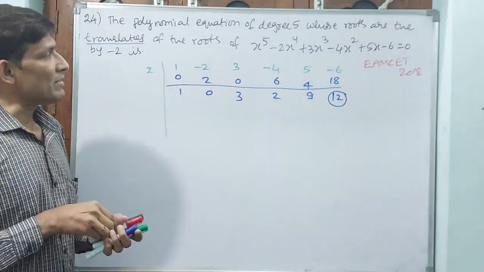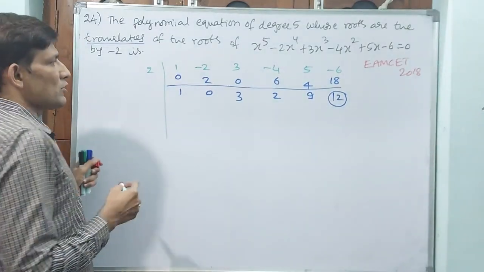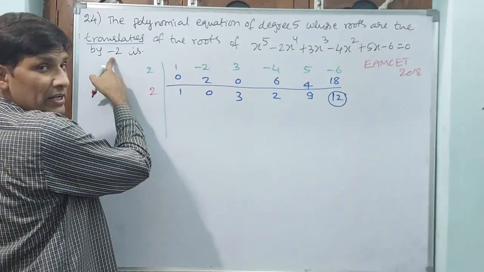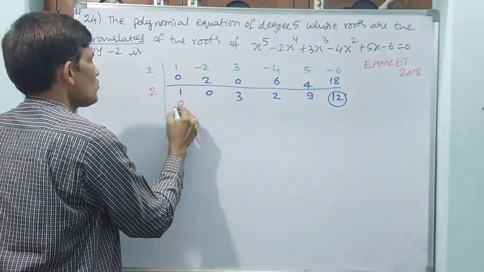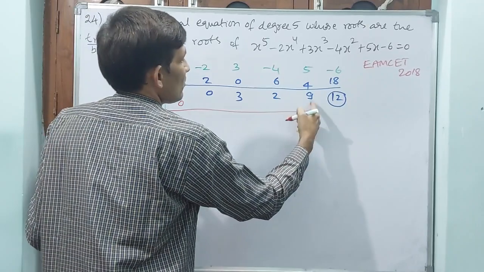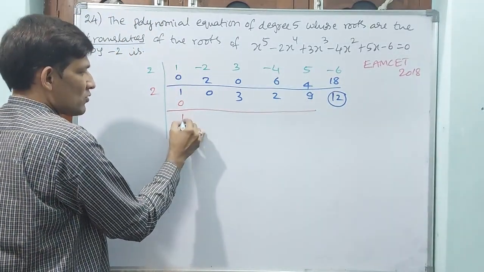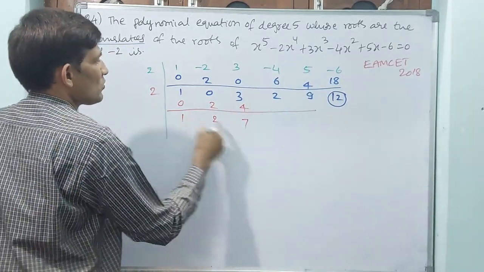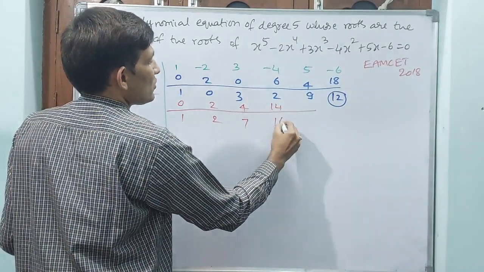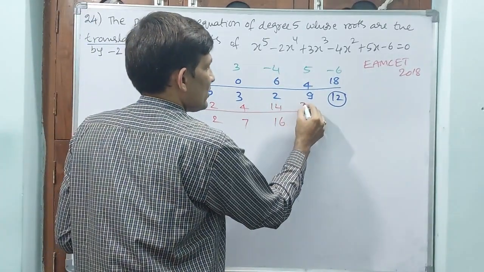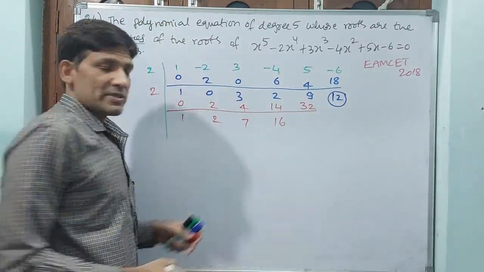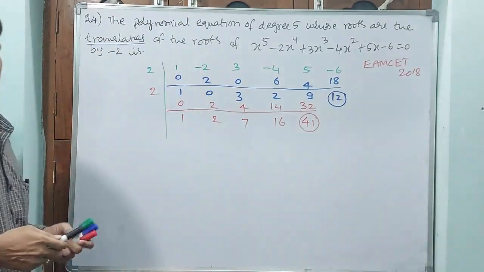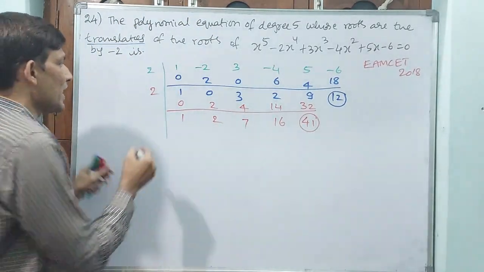One by one, observe carefully and follow this procedure. Next time, up to here only you have to do. That you should not do. Again with 2 only. 2, 0, 0 up to 9. 1 plus 0, 1, 2 ones are 2, 2 plus 0, 2, 2 twos are 4, 4 plus 3, 7, 2 sevens are 14, 14 plus 2, 16, 2 sixteens are 32, 32 plus 9, 41. Round it. Again with 2.